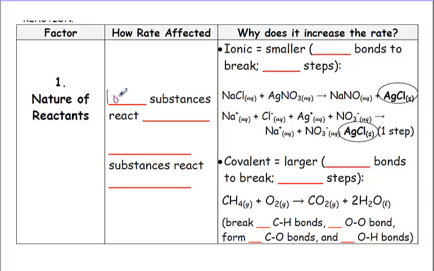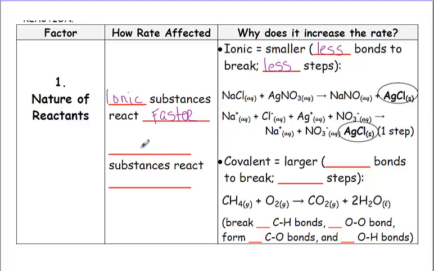Ionic substances react faster. You have to know this. Okay, ionic is smaller, so we have less bonds to break, less steps. Here are some examples: sodium chloride, aqueous solution, silver nitrate. Double replacement reaction, sodium nitrate and now silver chloride, and the ions break up into solution, okay, positive, negative ions in the solution, and we end up with an AgCl as a solid, okay, not soluble. Only one step, if you notice. Okay, there's only one step occurring here.